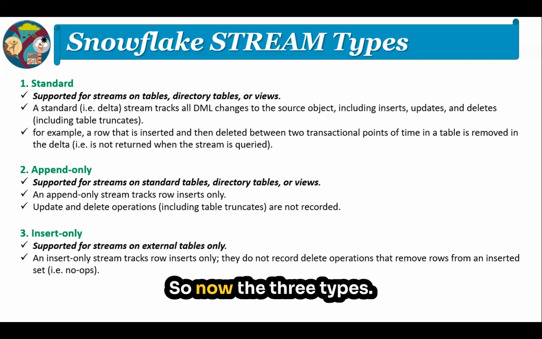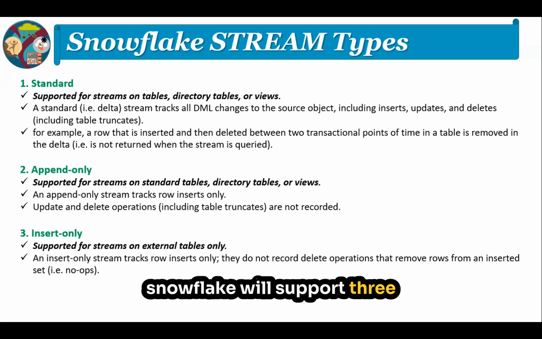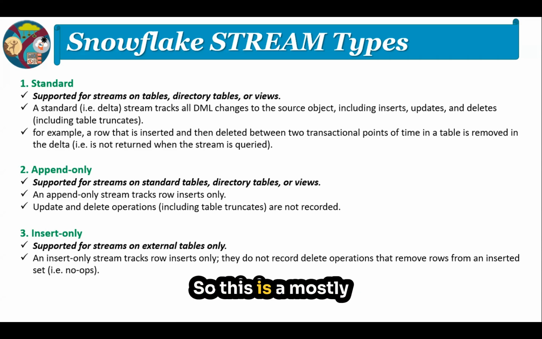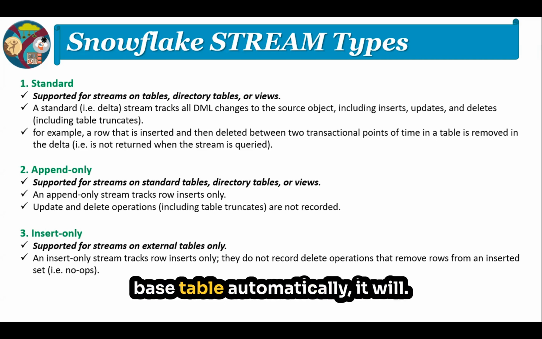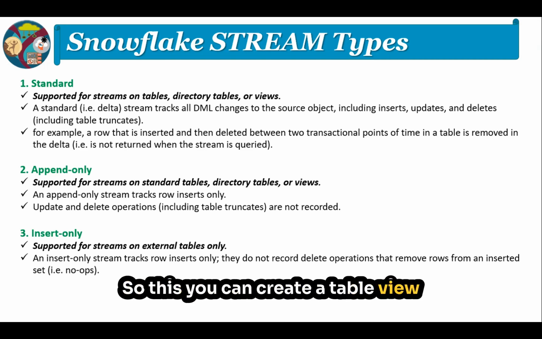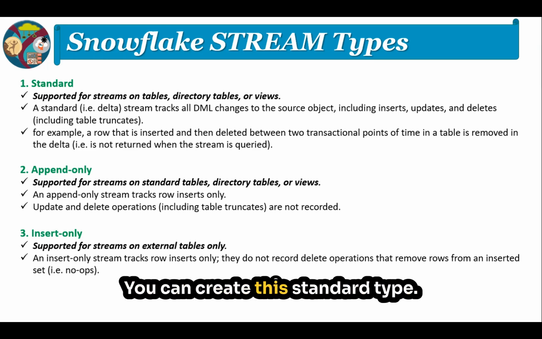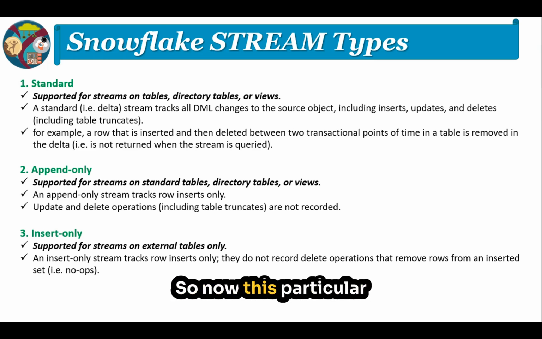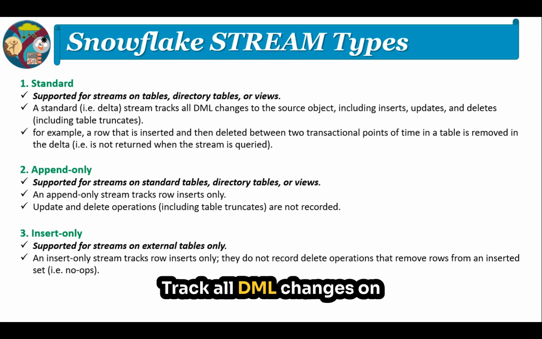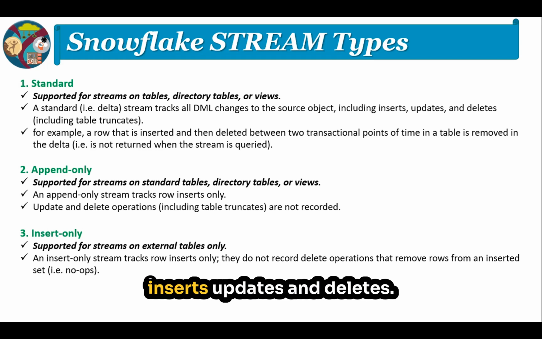Okay, so now the stream types. Snowflake supports three types of streams. Whenever you create a stream, by default it will be a standard stream. This is the most widely used stream type. If you create a stream on a base table, it is automatically considered a standard stream. You can create it on a table, view, or directory tables. This standard stream is going to track all DML changes on the source object, including inserts, updates, and deletes.